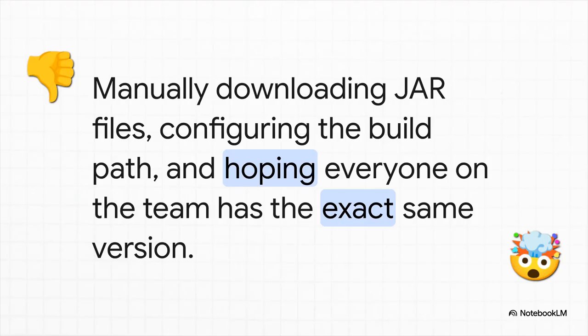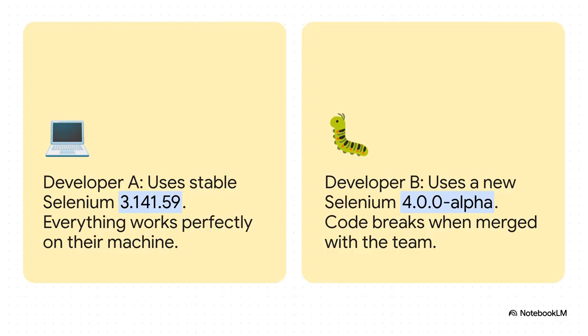And this right here, this is the old way of doing things. You'd have to go to the Selenium website, hunt for the right Selenium server standalone jar file, download it, then manually add it to your project's build path. And after all that, you just had to cross your fingers and hope everyone else on the team did the exact same thing with the exact same file. It's so fragile.